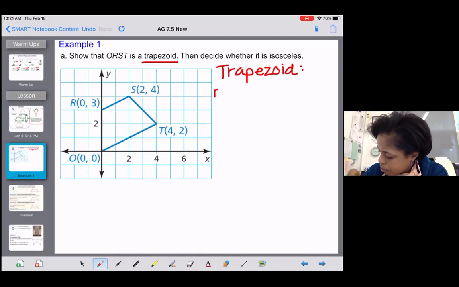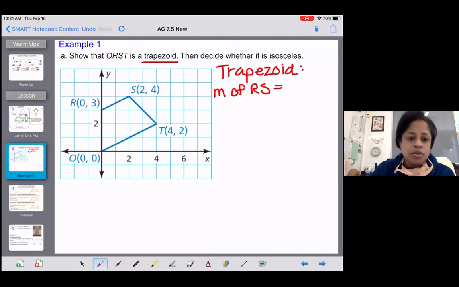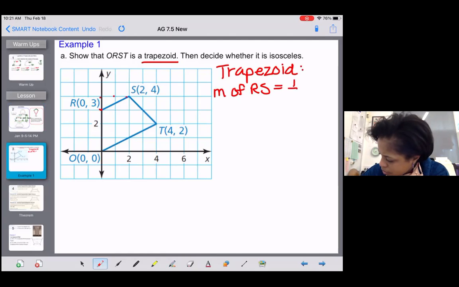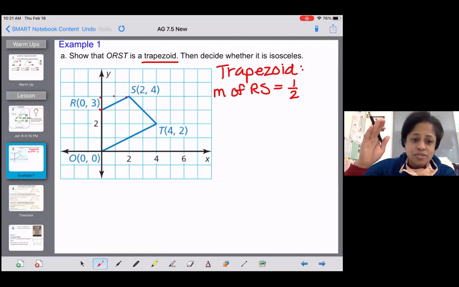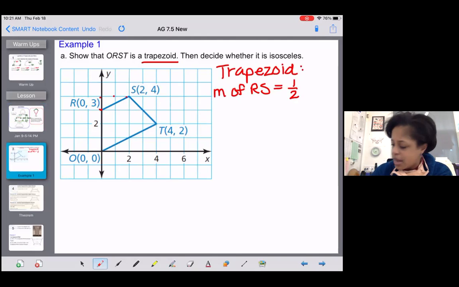So the slope of RS is equal to, and you could use a formula if you want to, I'm going to count. So RS is going up 1 and over 2. Up 1 over 2, both in the positive direction. Up and to the right, both positive.